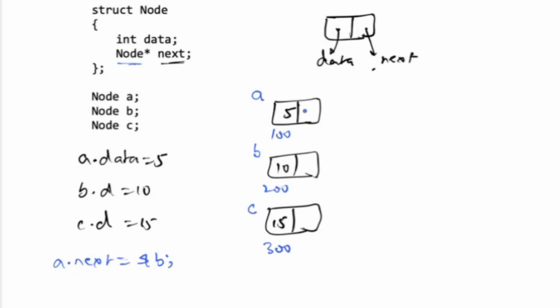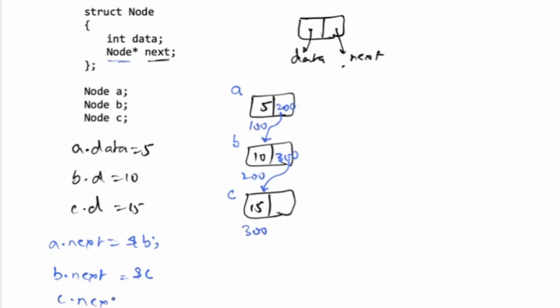So we have 200 here. Instead of putting 200 here, let me just write 200, otherwise we can just show it as a pointer. Then B dot next is equal to address of C. It means that we have a 300 here, or we can show it as a pointer. And then C dot next is equal to null. So a pointer can be null. It means that it is not pointing to anything.